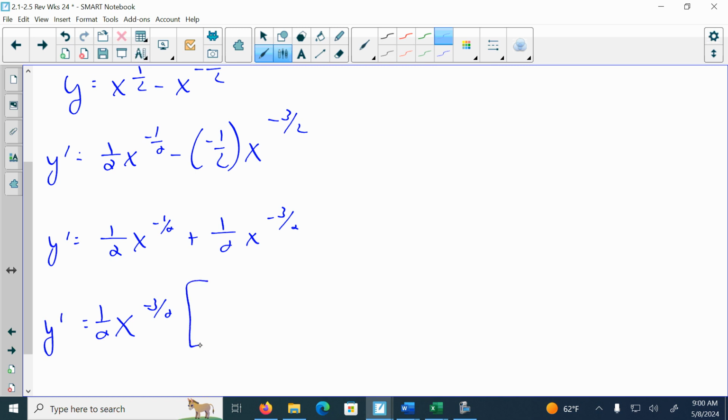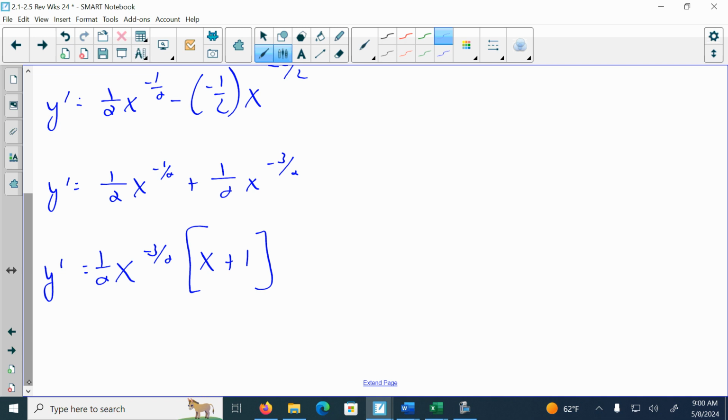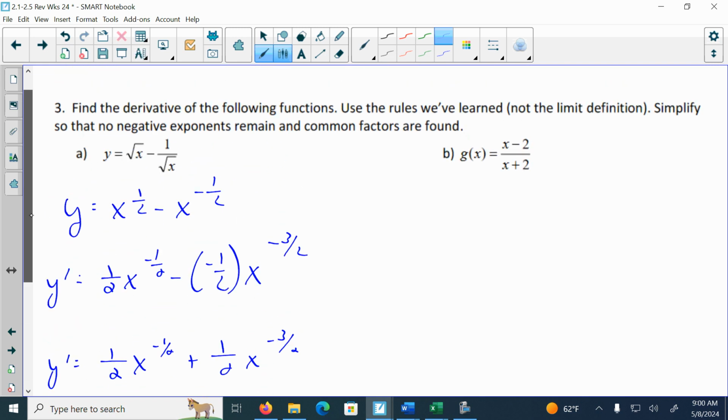And while I'm at it, I'm going to factor out a 1/2. That's going to be times 1/2, and this will just be x plus 1. Then writing it without a negative exponent, my numerator is going to be this x plus 1, and my denominator is going to be 2x to the 3/2. I'm doing that because they had a common denominator for the exponent.